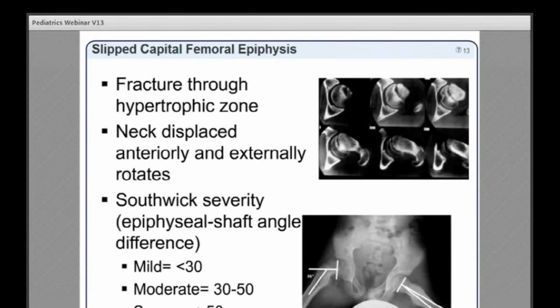So slip capital femoral epiphysis has a scenario where the femoral neck is displaced anteriorly and externally. The Southwick severity angle is what was depicted in this question and is the answer. The epiphyseal shaft angle is the key, with the difference being mild of less than 30 degrees, moderate 30 to 50 degrees, and severe greater than 50 degrees.